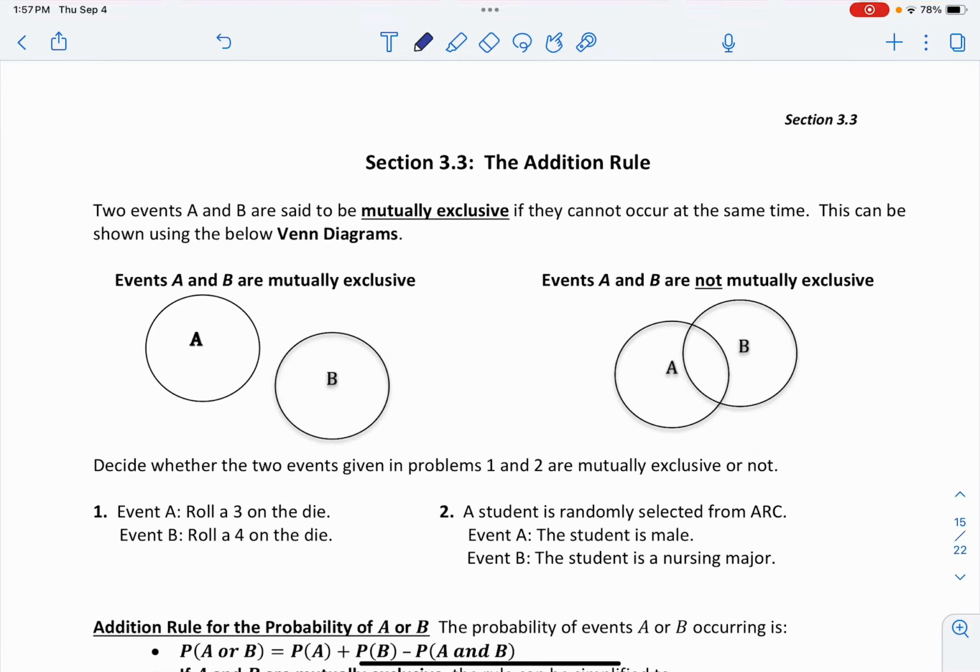Hey class, we're going to do 3.3, which is on the addition rule. So we had the multiplication rule, which was for AND probabilities. The addition rule is for OR probabilities.